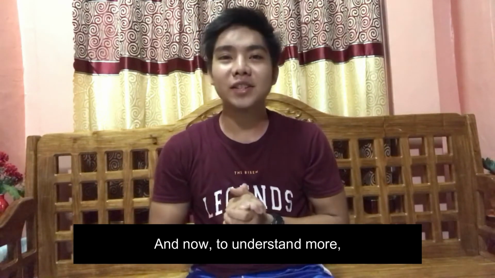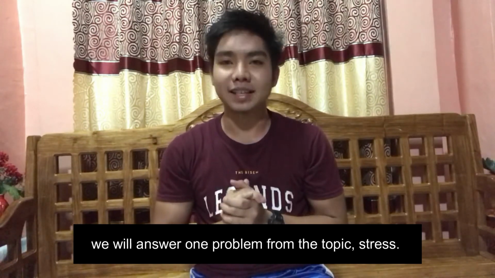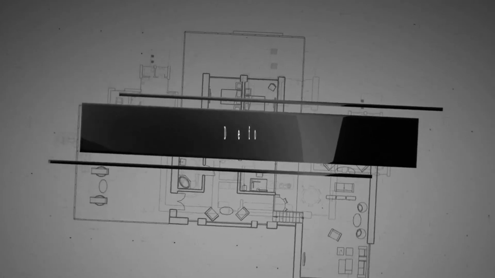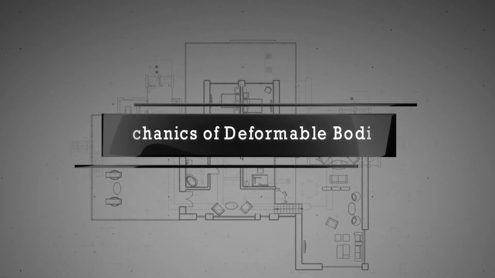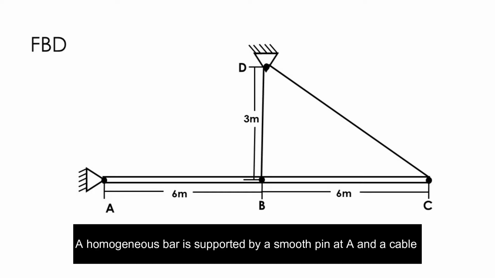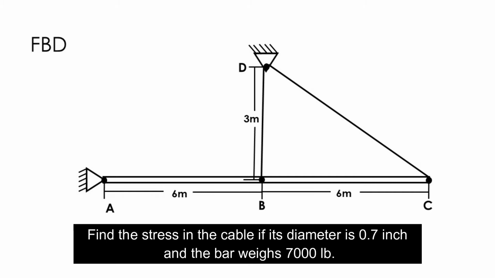And now, to understand more, we will answer one problem from the topic stress. A homogeneous bar is supported by a smooth pin at A and a cable that runs from B to C around the smooth peg at D. Find the stress in the cable if its diameter is 0.7 inch and the bar weighs 7,000 pounds.